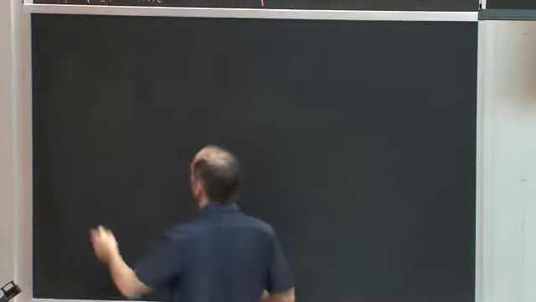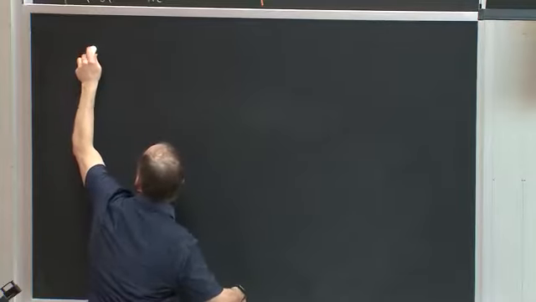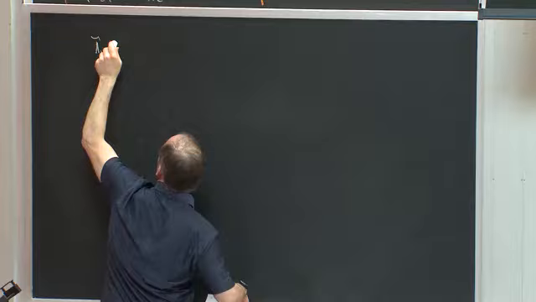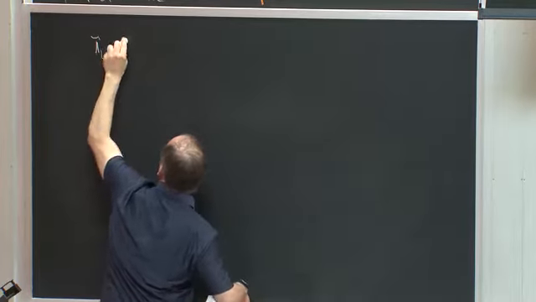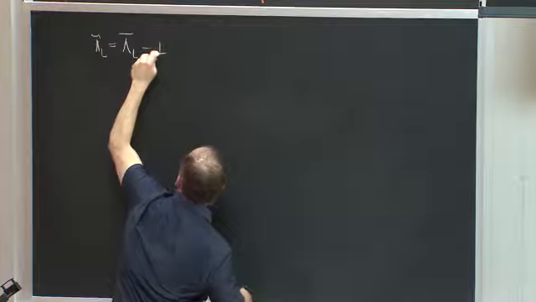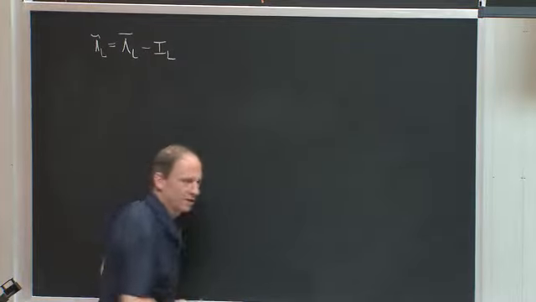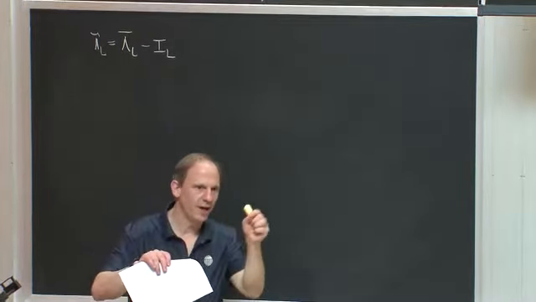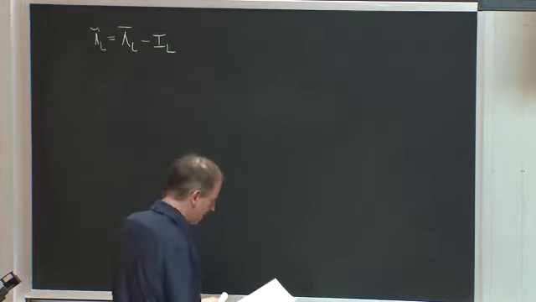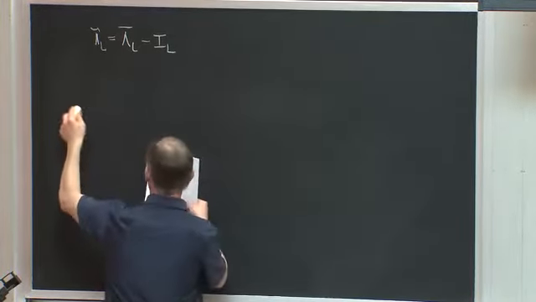Now we're going to talk about, instead of the average models, perturbations. Things like IL tilde, which is equal to the difference between the actual local average current in the inductor and the DC current in the inductor. So it's the deviation away from the steady state. Okay? And when we did that, we said, okay, here's the kind of equations I'm going to get.